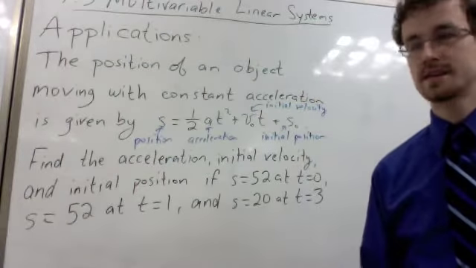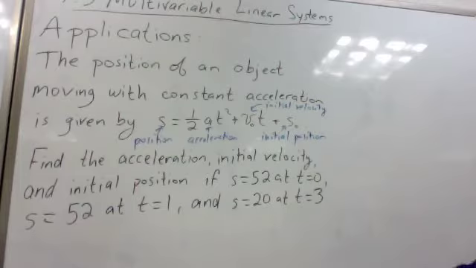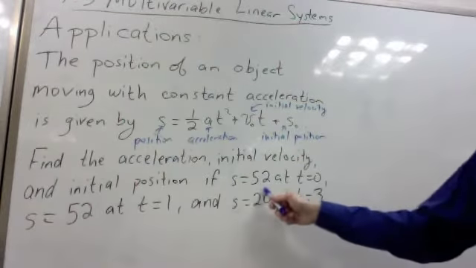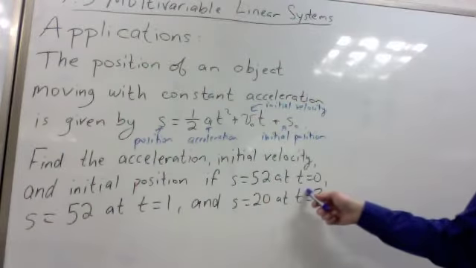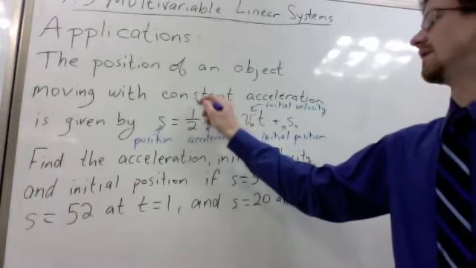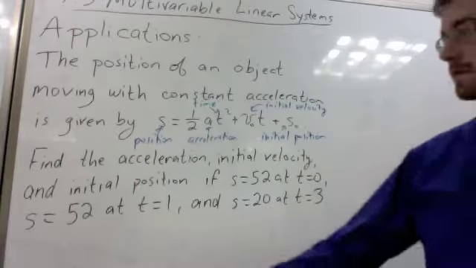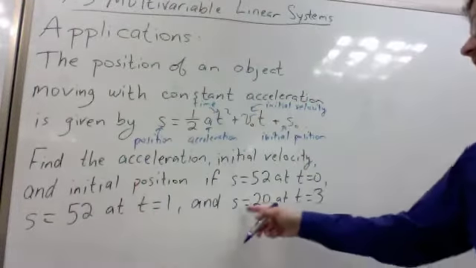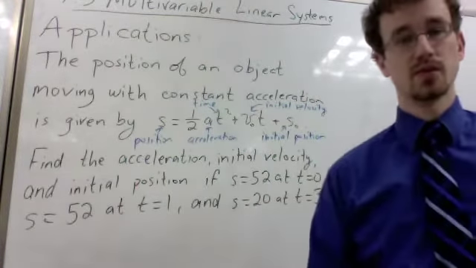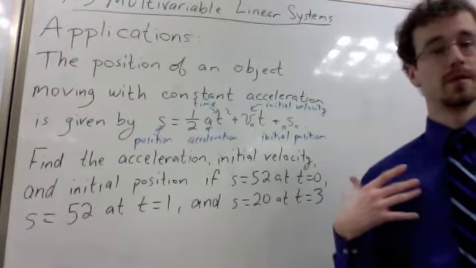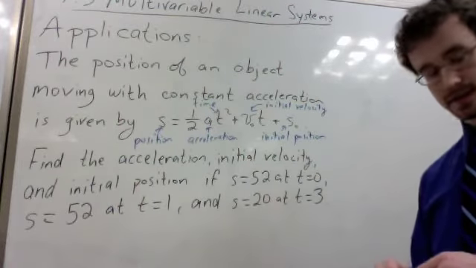So the problem says, find the acceleration, initial velocity, and initial position if s equals 52 at t equals 0. Oh, sorry, and t represents time. So if s equals 52 at t equals 0, s equals 52 at t equals 1, and s equals 20 at t equals 3. So we're going to write a system and then solve it.